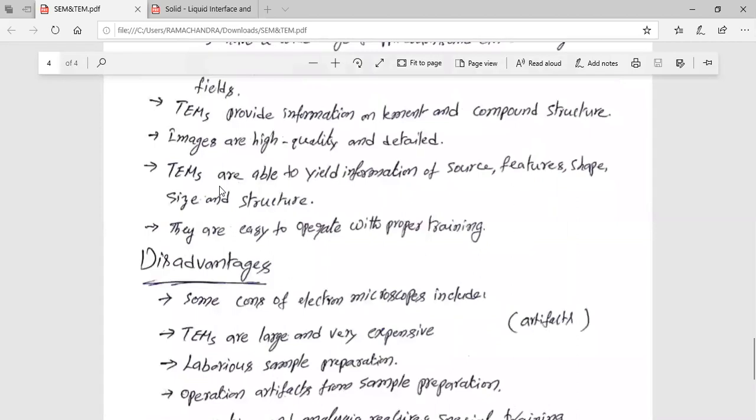TEM provides information on component structures and images, with high quality and detailed information. It has the ability to yield information about the surface features, shape, size, and other information in detail. They are easy to operate with proper training. It is easy to operate when we take the training. That is the advantage of transmission electron microscopy.